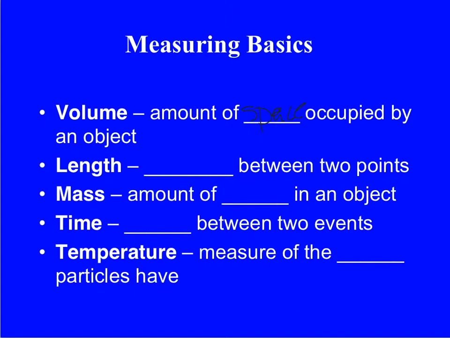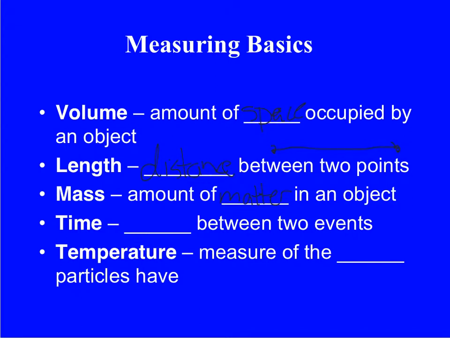When we talk about length, that is going to be the distance between 2 points. So if we wanted to measure the length of our iPad or the length of this line, we would measure the distance between the point here and the point here. Mass is the amount of matter in an object.